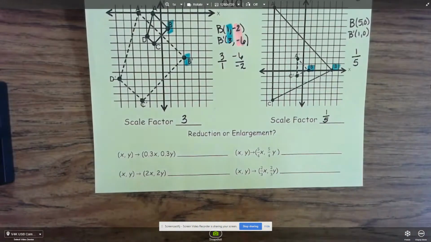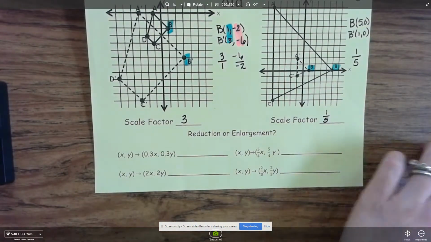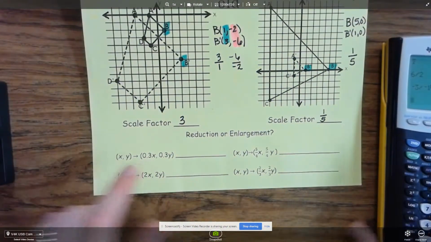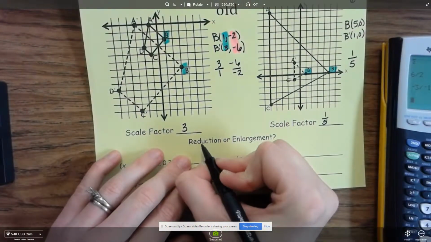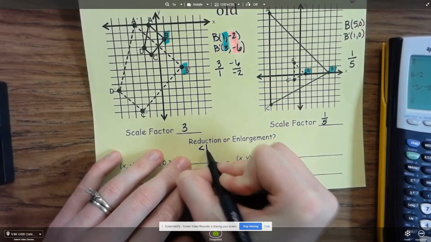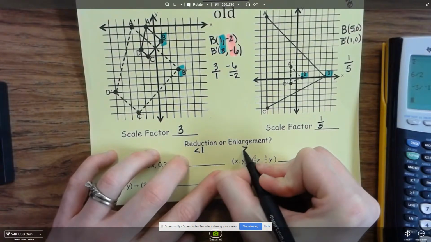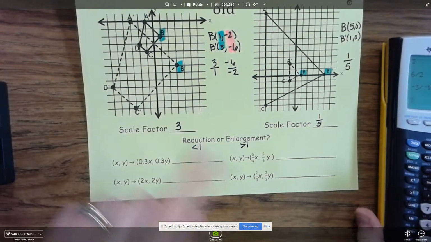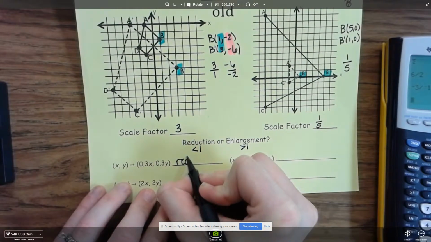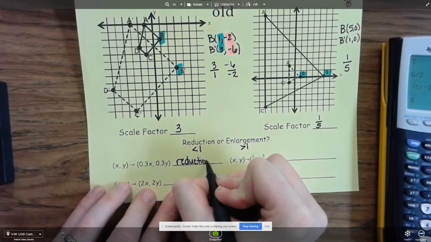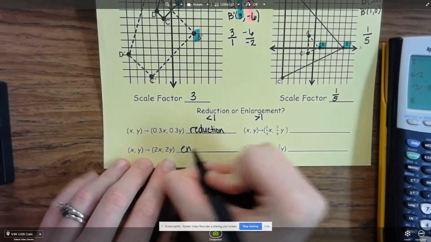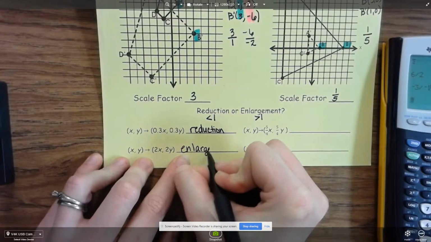The other thing that you need to do is to be able to look at these and determine if it's an enlargement or a reduction. So again, anytime the number is less than 1, it's a reduction. Anytime it's greater than 1, it's an enlargement. So 0.3 is less than 1, so this would be a reduction. Here we've got a 2, so that's greater than 1. So that's an enlargement.